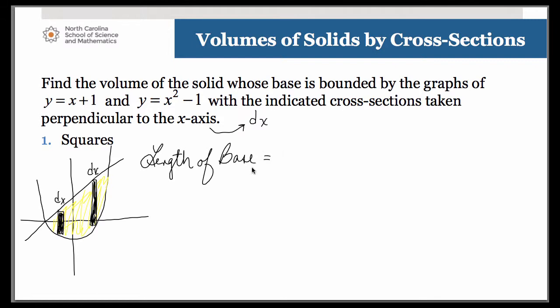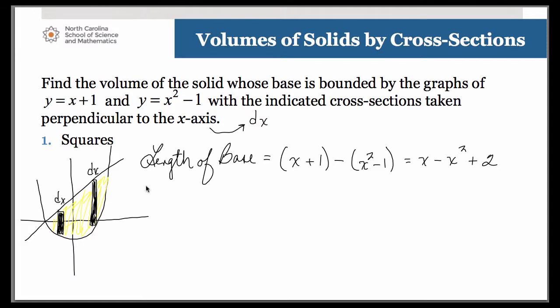And to do that, we can do top minus bottom. So on the top, it's hitting the curve x plus 1. On the bottom, it's hitting x squared minus 1. So if we simplify that, we'd have x minus x squared plus 2. So that is the length of the side of the square. That is going to be our cross section.